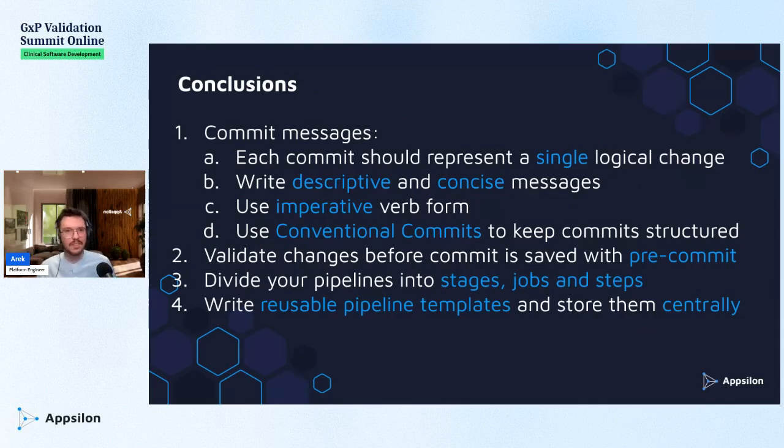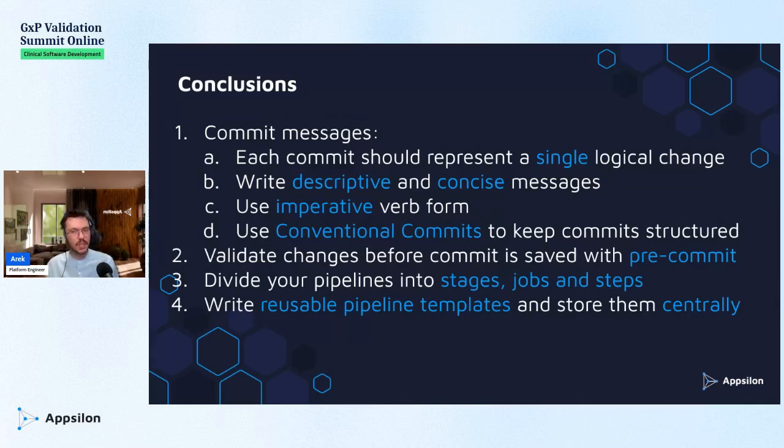Conclusions, give me 30 seconds. I will shortly go through that. In terms of Git commit messages, remember to keep a single logical change within a single commit. Write descriptive and concise messages. Use imperative verb form. It's maybe subjective, but do that. And if you want to keep your commits structured within a team, use conventional commits.